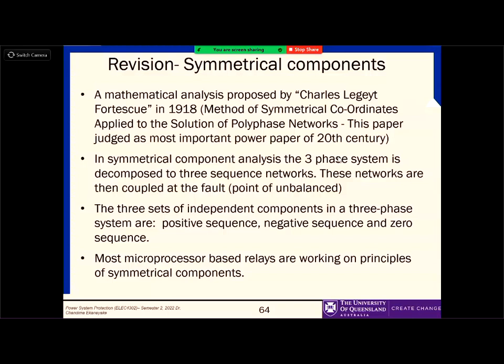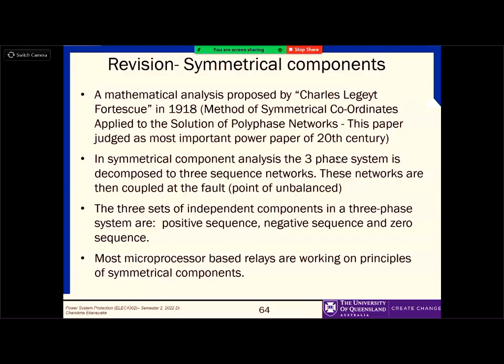What we usually look at, and remember this is very important when you are doing the analysis, is that we are developing these symmetrical networks at the point of fault. Not at the generator or line, but at the point of fault. That is very important because at the end of the day, if you calculate something, you should know where in the network you are doing that calculation. So the point is at the fault location.